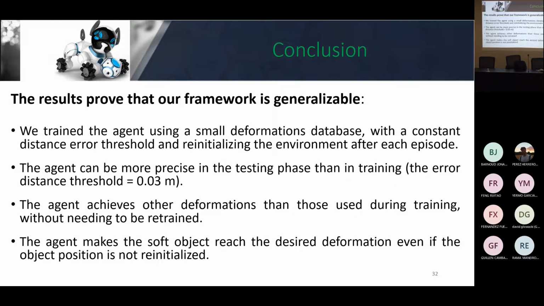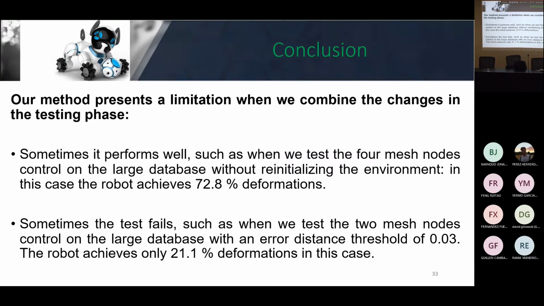So as a conclusion, what I can say is that our framework proves its generalizability since we train using conditions which are being precise around 5 centimeters, extracting the deformation from the small database, and then use a reset after each episode in order to reinitialize the environment. But while testing, the agent can be more precise. It can perform some deformation for which it wasn't trained, and it can even deal with the environment if it is not reinitialized. There is, however, some limitation, of course, which is that we cannot combine those changes together.